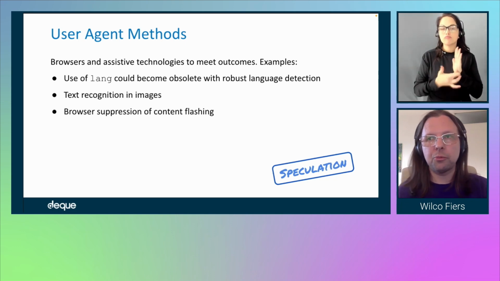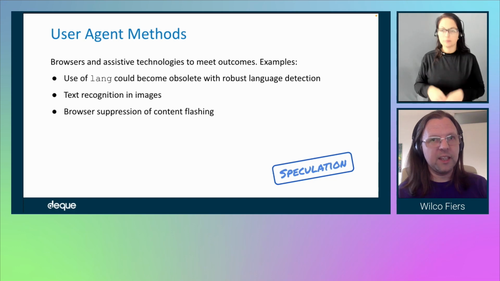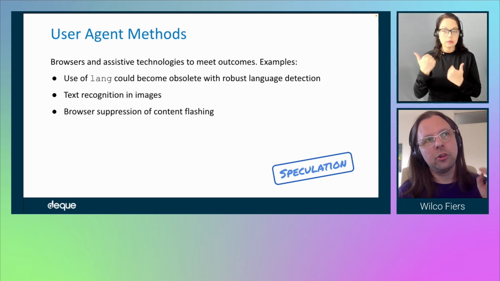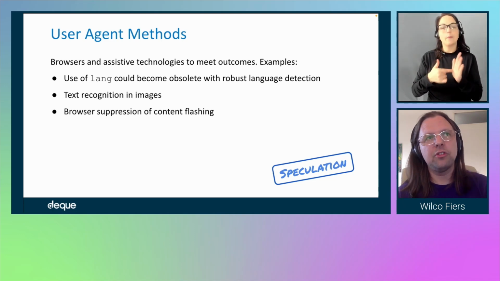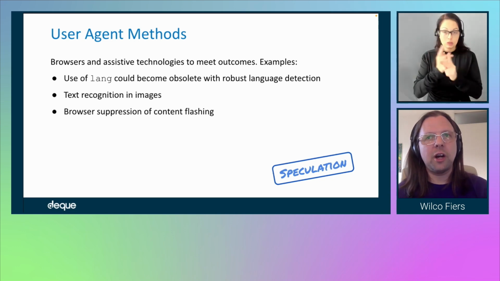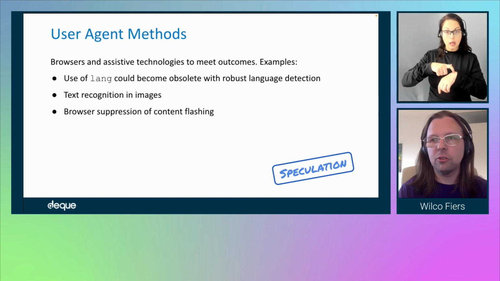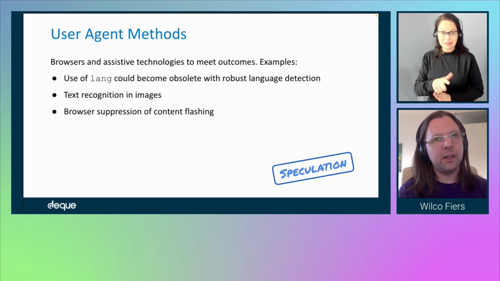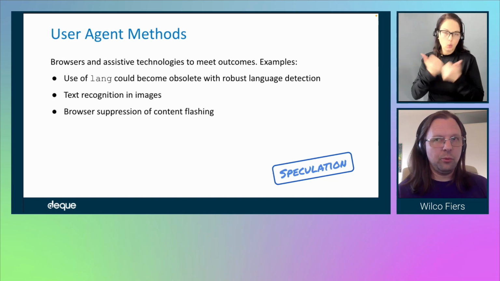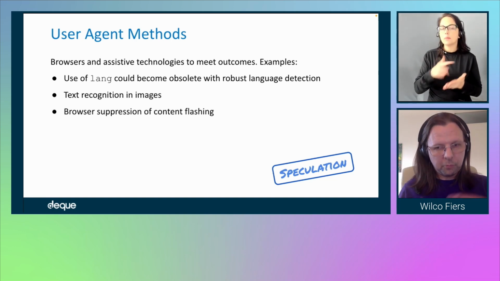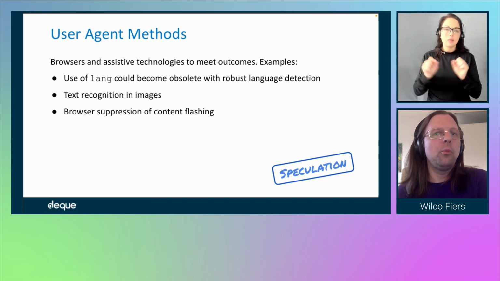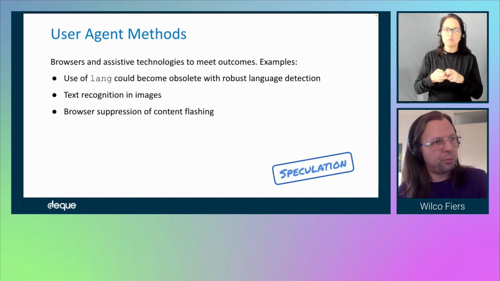can solve certain problems. Machine learning developing the way it is, we expect a good deal of things to start getting solved. An example of that is language detection. Language detection is getting really good, and there may very well be a time where content authors no longer need to indicate the language of things because the user agents and assistive technology have gotten good enough. So that's what we mean with a user agent method. It's a way that user agents can solve problems that currently content authors may need to solve.